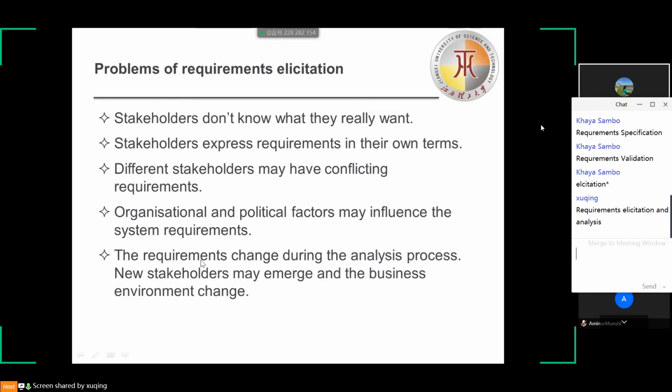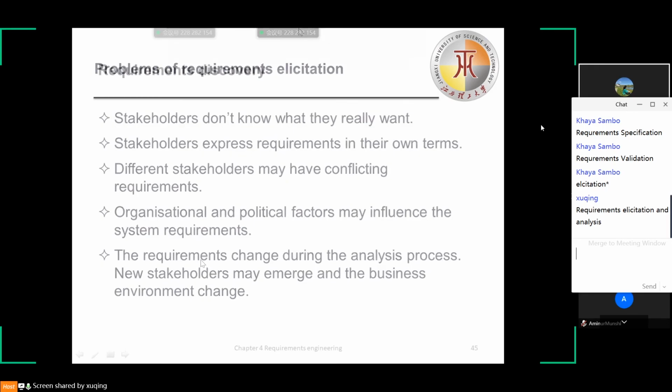Also, in practice, it is impossible to completely satisfy all stakeholders. But if some of them feel that their views have not been properly considered, then they may create some problems for the requirements engineering process. So it's better to have at least some mental preparation.